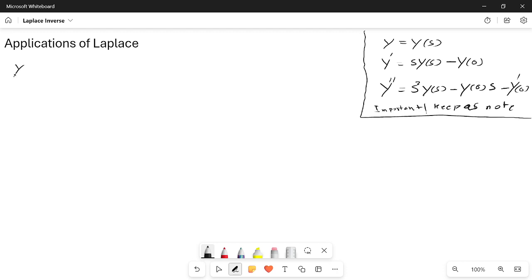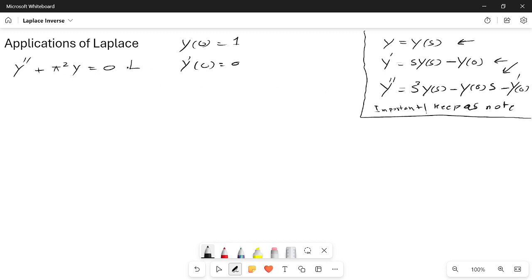For example, if we have y double dash plus pi squared y is equal to 0, and you are also given within this question boundary conditions. So y of 0 is equal to 1 and y dash of 0 is equal to 0. Now please keep these written in your notebook while solving these types of questions, as they are the key to the solution.